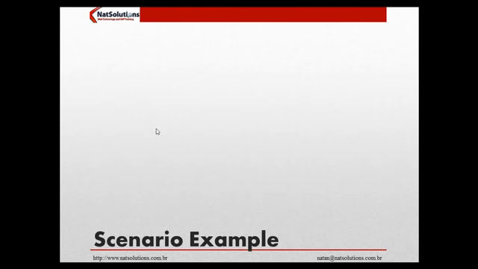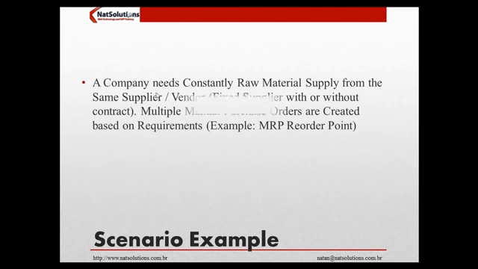First of all, let me provide you a scenario example. Let's just say a company constantly needs raw material supply from the same vendor or supplier. Fixed suppliers, with or without contract. Multiple manual purchase orders are created based on the requirements, for example, MRP reorder point.